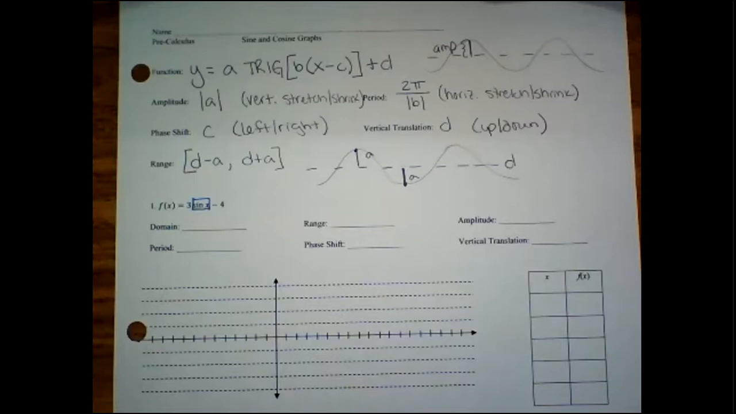Again, I just always say to highlight or circle that, or put a line around it or something. That's what's inside the function, and then everything else is outside the function. It helps you separate what's inside and what's outside.